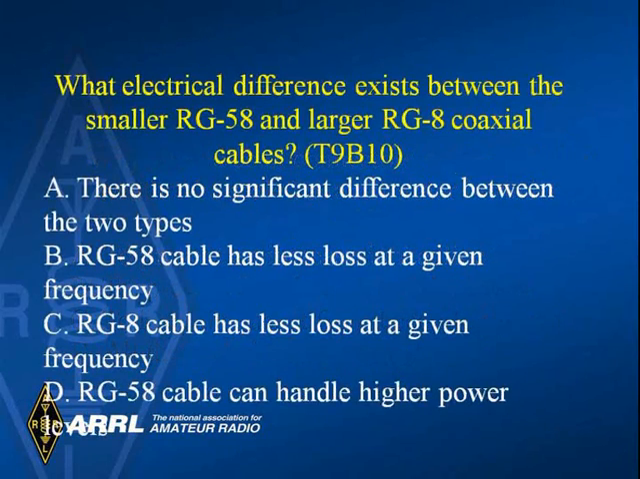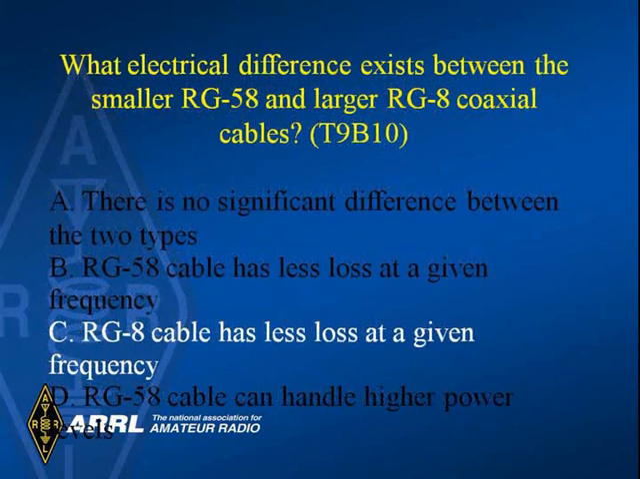What electrical difference exists between the smaller RG58 and the larger RG8 coaxial cables? The answer is C. RG8 cable has less loss at a given frequency.